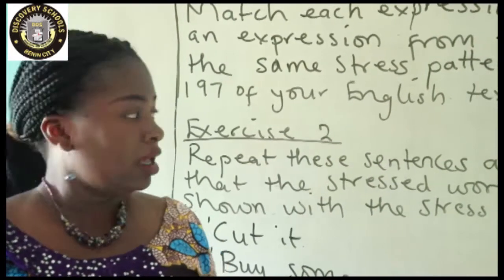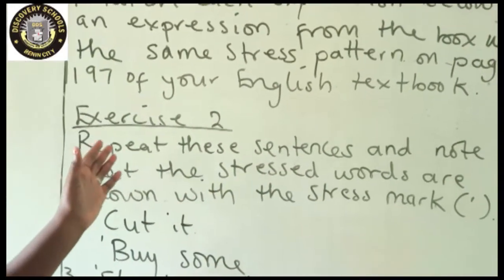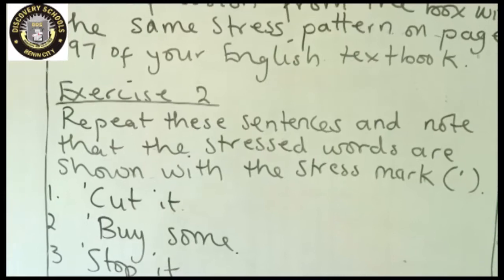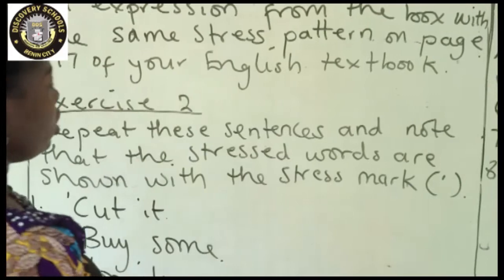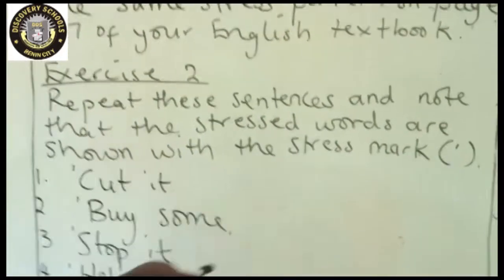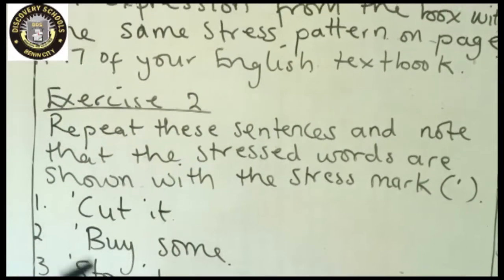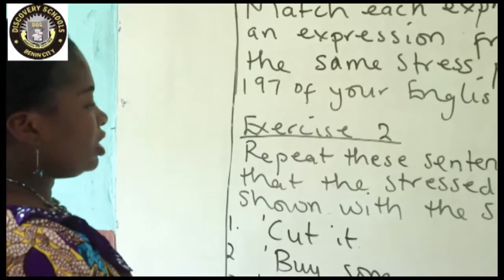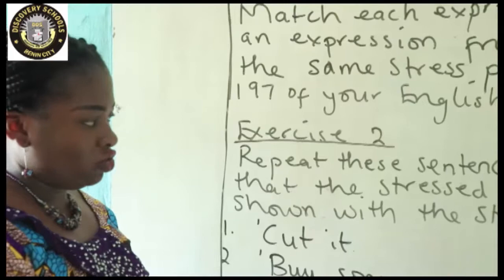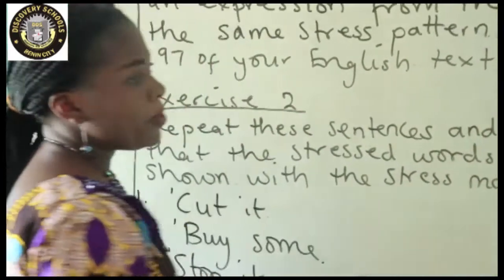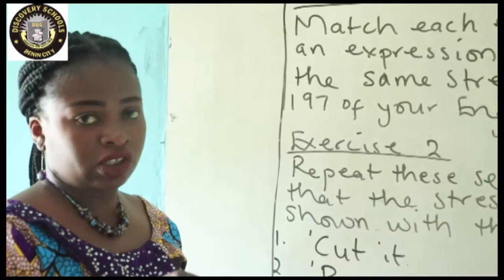Then do the others. Then for the second exercise, you repeat the sentences and note that the stressed words are shown with the stress mark. We're going to repeat these sentences and we're going to note where the stress is. Where is the stress? It's shown with the stress mark. This stress mark enables you to know which word or syllable is stressed. Because if the stress mark appears before any syllable, that particular syllable is stressed.